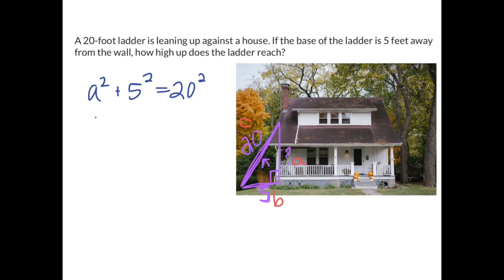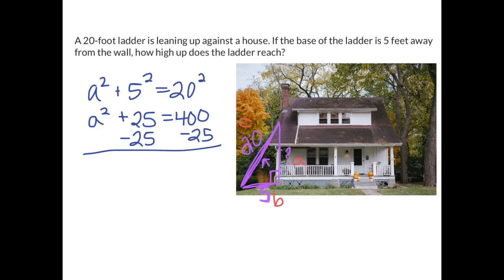And I'm going to start solving this for A. So A squared equals 25. Oops, not equals 25, sorry. A squared plus 25 equals 400. Start solving this by subtracting 25 from both sides. And A squared equals 375.